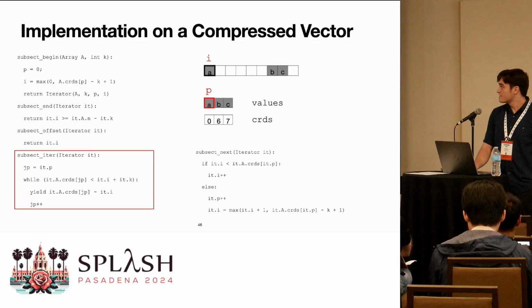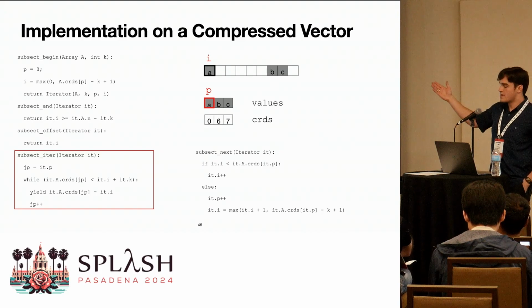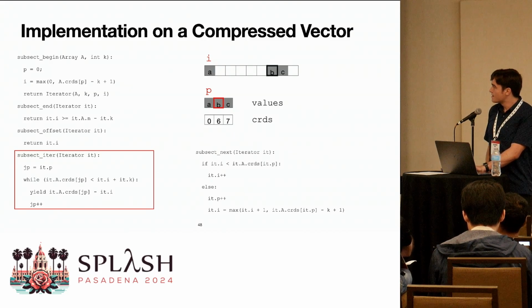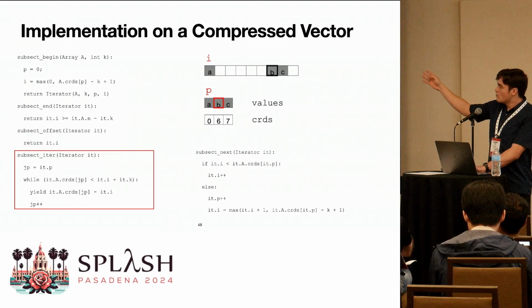So that looks like this. And it returns the value of the coordinate of P. So it would return J equals 0, offset by the value of I. Then we step JP forward here. And that value is more than k away from our current value of I, so this while loop breaks.